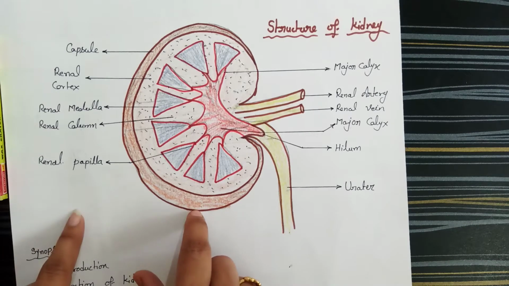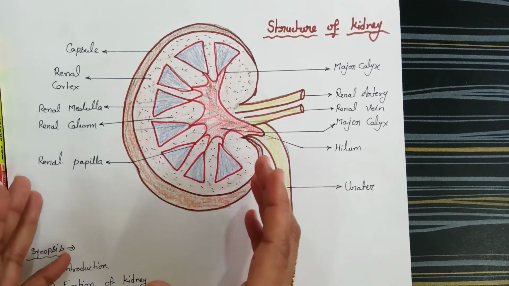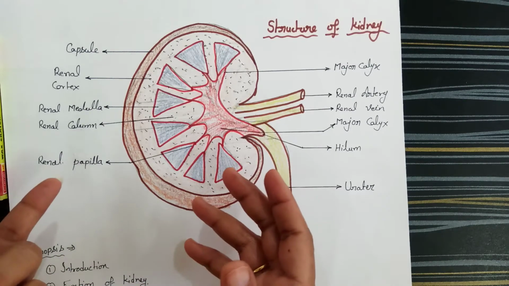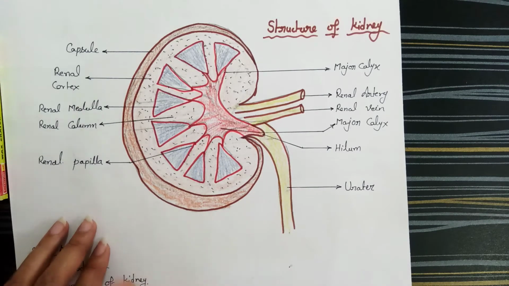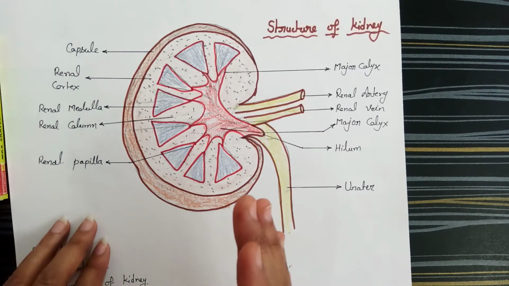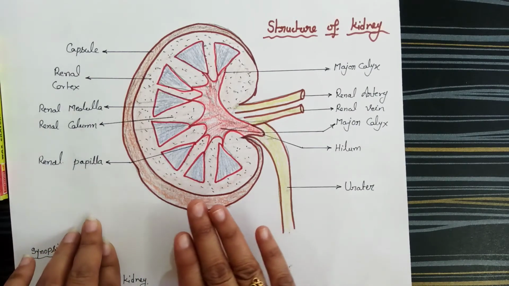When we talk about the length of the kidney, it is 10 to 12 centimeter long, 6 centimeter wide, and approximately 3 centimeter thick. When we talk about the weight, it differs from person to person, but it is approximately 150 gram. Now we talk about the location of the kidney.